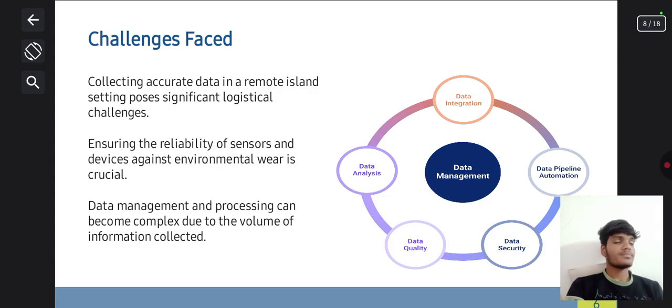To collect such data is very crucial, because the remoteness of the Iceland setting poses significant logistical challenges.